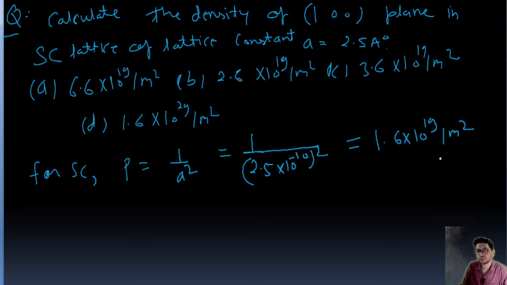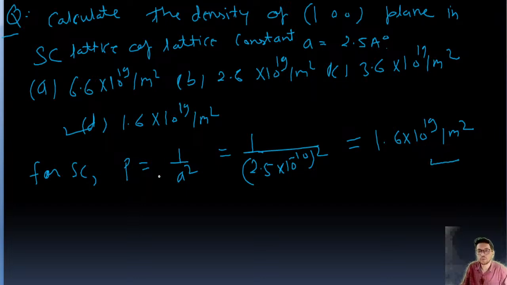So which option is matching? Option D, 1.6 into 10 to the power 29. My apology, it's not 29, guys. We have made a mistake. It's 19. Yeah, these are 19. Okay, so this is the answer.